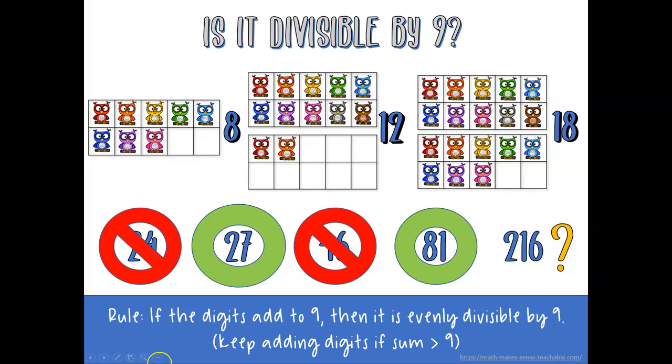So I have a note on here. Keep adding the digits if the sum is bigger than 9. So when you get into really big numbers, you might add all the digits up and get 18 or 27. So just add those again, and if you get 9, then you know it's divisible by 9. So let's try 216. 2 plus 1 is 3. 3 plus 6 is 9. So yes, it has to be divisible by 9.